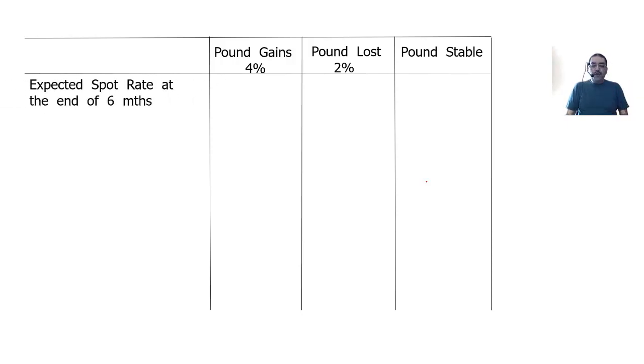So, the expected spot rate at the end of 6 months: 2.5 plus 4%, that is 2.60. 2.5 minus 2%, that is 2.45. And if it remains stable, that means it will remain 2.5 Northland dollars.